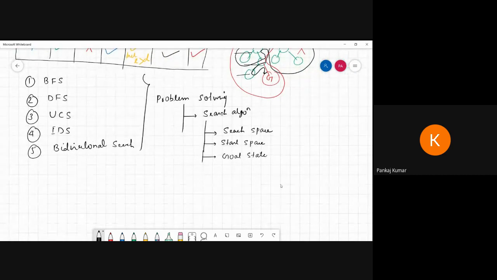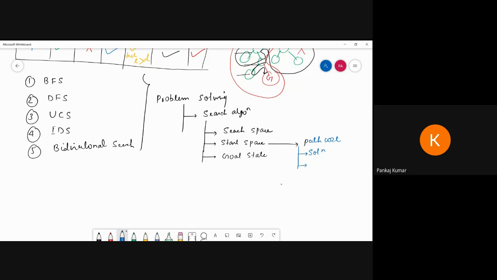Now suppose we are reaching from the start state. We can follow the path cost, then the solution, whatever you are getting, and here we try to find the optimal solution to reach the goal. So these things are related to the search algorithm, whichever one you follow, whether DFS, BFS, UCS, or IDS.